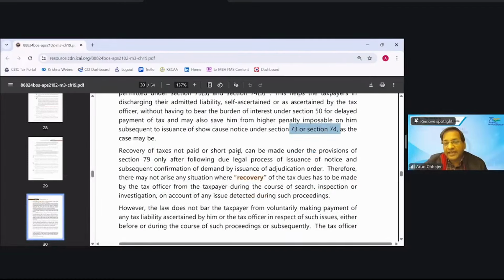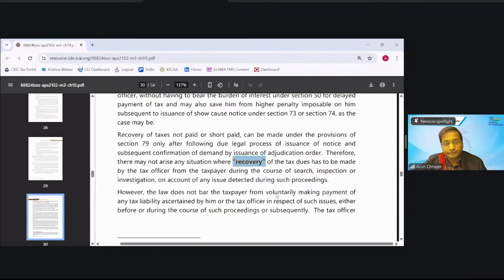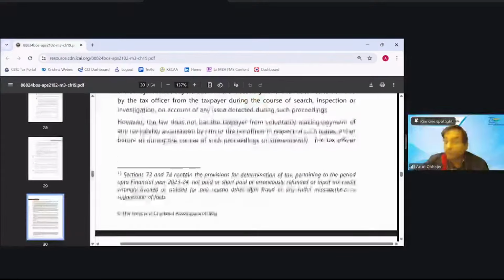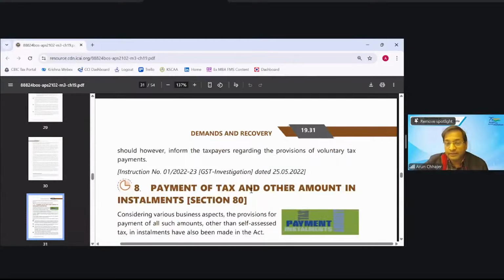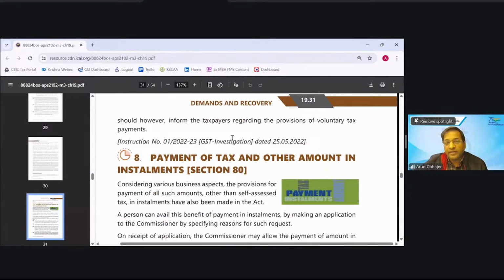A recovery of the tax not paid or short paid can be made under the provision of Section 79 only after following the legal process, like issuance of the notice, demand order, etc. Therefore, there may not arise any situation where recovery of the tax has to be made by the officer during the search. However, the law does not bar the taxpayer. So voluntarily pay करना चाहता है, कर सकता है, but he cannot force. That is the only point. ठीक है. Instruction number 1 dated this.